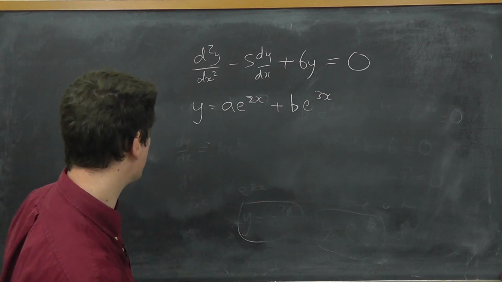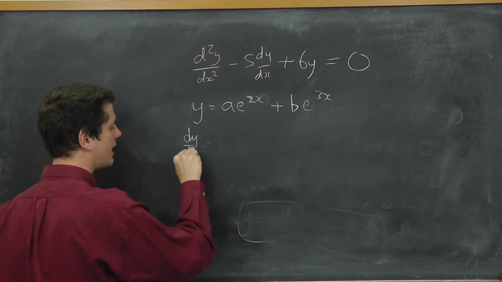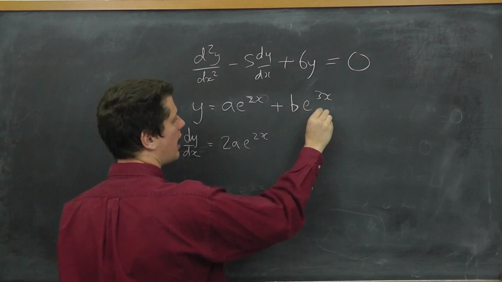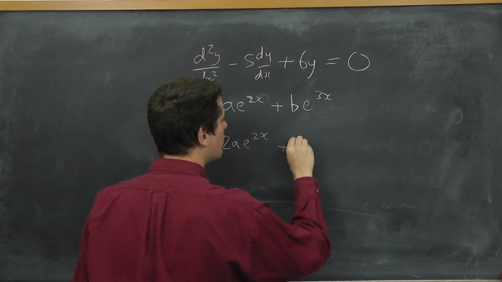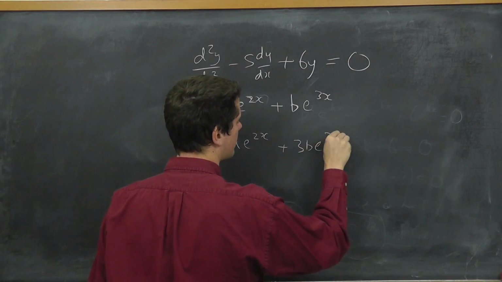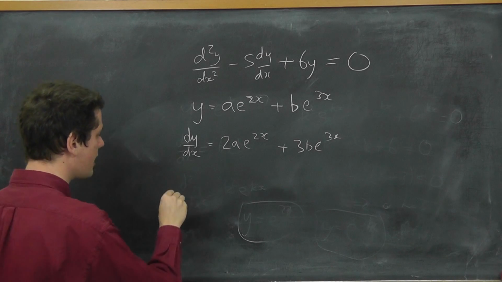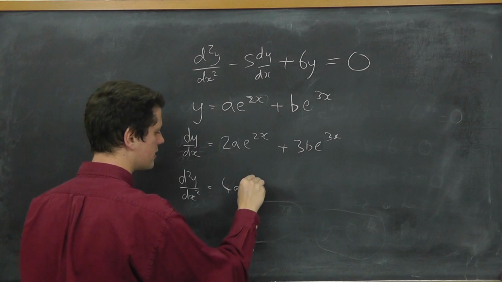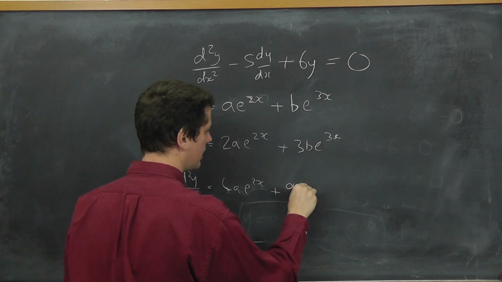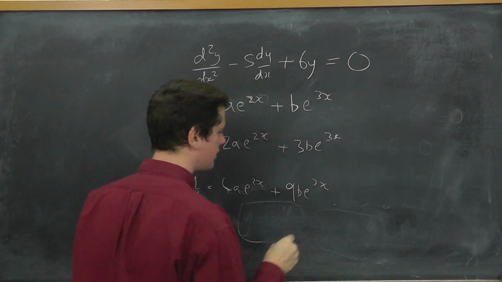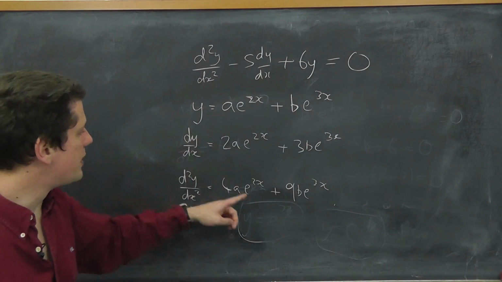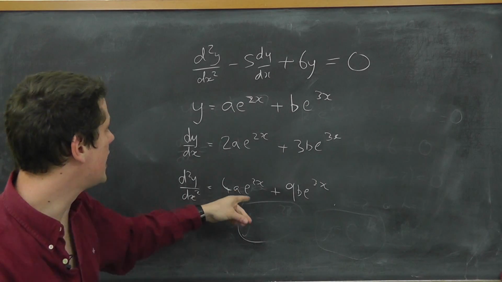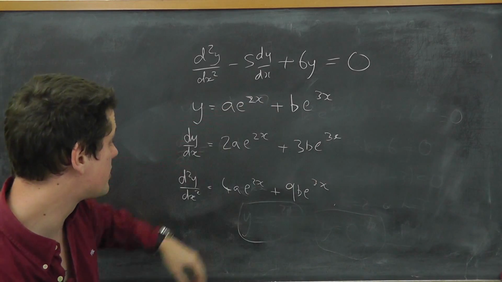Let's just check that to be sure. So we find that dy by dx equals 2a e to the 2x plus 3b e to the 3x. And if we differentiate again, we find that d2y by dx squared equals 4a e to the 2x plus 9b e to the 3x. Then if we substitute all these back into this equation to check that it holds, we can check the e to the 2x terms and the e to the 3x terms separately.